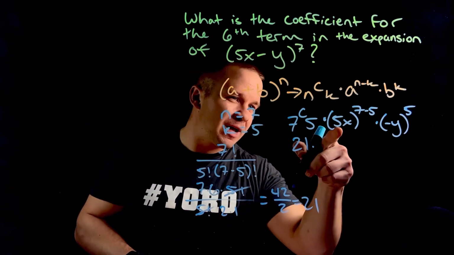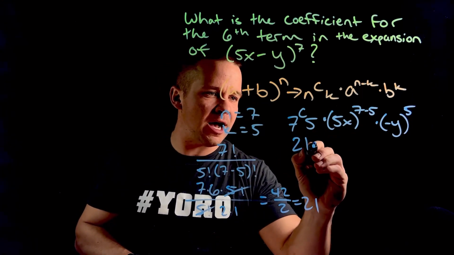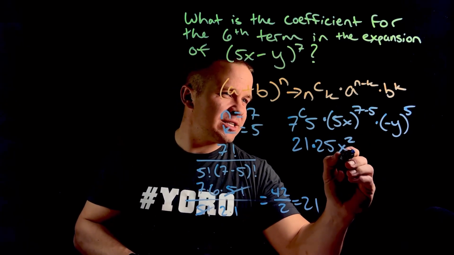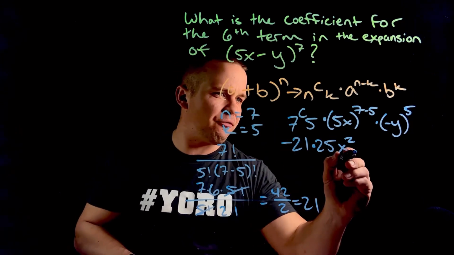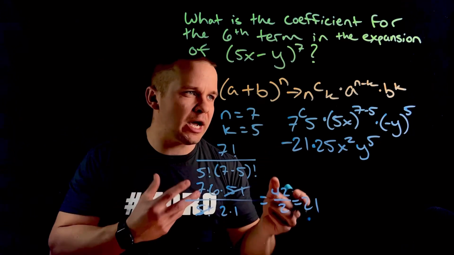Now, I have 5x raised to the 2nd. Well, 5 to the 2nd is 25, then I have x squared. And then over here, that's going to be negative overall. So I'm just going to toss this negative out front so I don't forget about it, because it's an odd power. It's going to be negative overall.